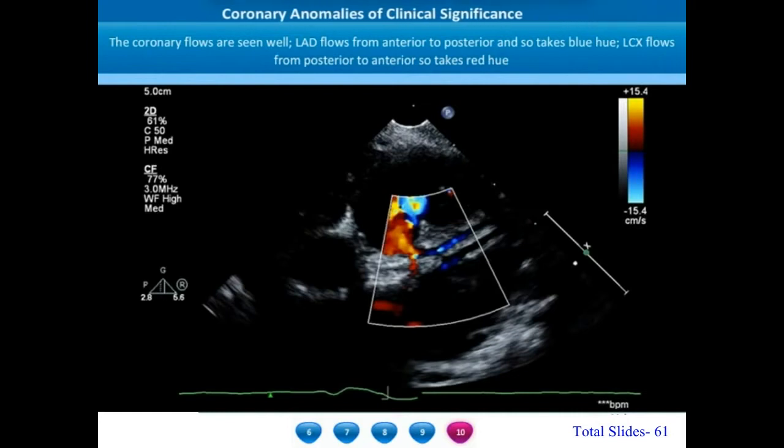Here we are able to see nicely the coronary flows. You see that the color coding of the left anterior descending coronary artery is blue because the flow is from anterior to posterior. The color coding on the circumflex artery is red because it is from posterior to anterior. And both these vessels merge together and the left coronary artery flows back into the PA with a uniform red color into the pulmonary sinus.